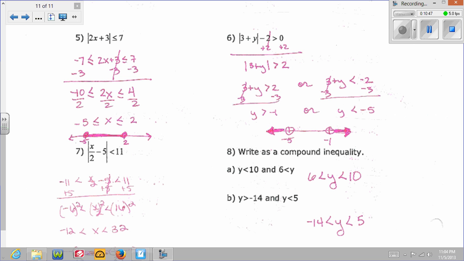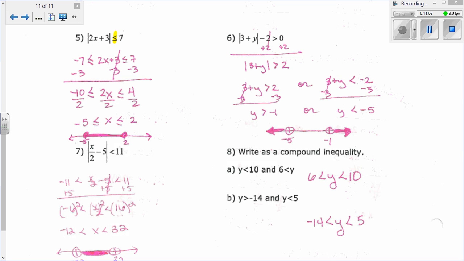Number 5 is a little bit more complex because I have more than just one term inside my absolute value. I have the absolute value of 2x plus 3 is less than or equal to 7. I always ask myself, am I going to compare this to number 1 or number 2? In this case, I'm going to compare it to number 2 because it is less than or equal to. Therefore, I need to write a compound inequality. So I need to put a negative out in front and write negative 7 less than or equal to 2x plus 3 less than or equal to 7.